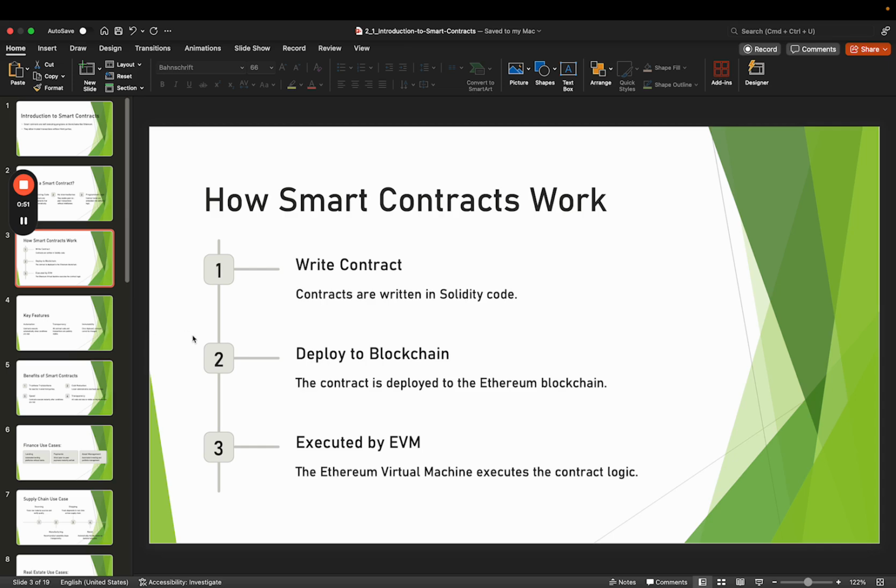So the three steps involved are writing the smart contract in Solidity code for the EVM-based blockchains, deploying it to a blockchain, and then it is executed by the EVM, that is the Ethereum Virtual Machine.